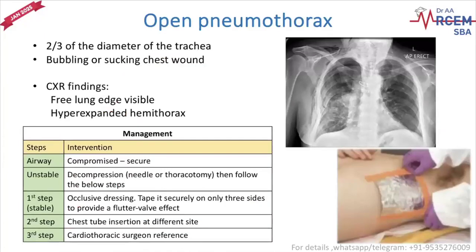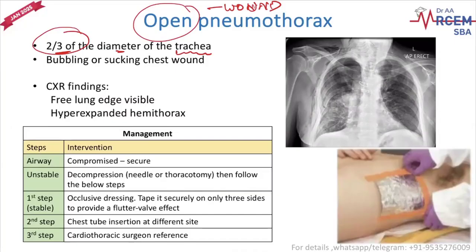Open pneumothorax. What is open pneumothorax? Open means there is an open wound present over the chest. It depends on how big the open wound is. If the diameter of the open wound is more than or equal to 2/3 of the trachea of that patient, then air will start moving preferentially through that wound rather than through the mouth and the trachea of that patient.